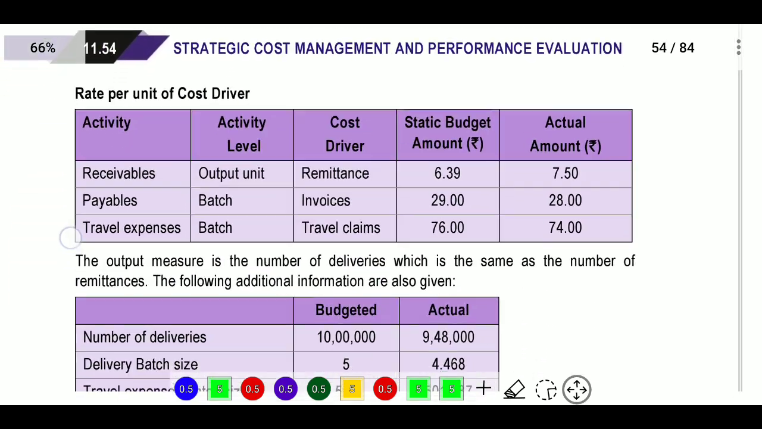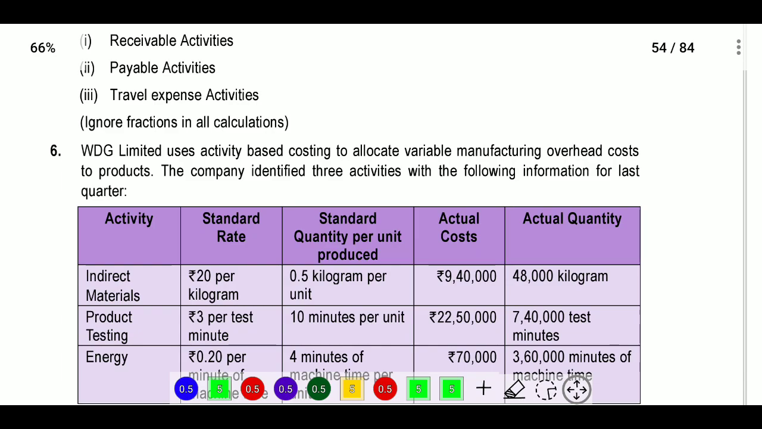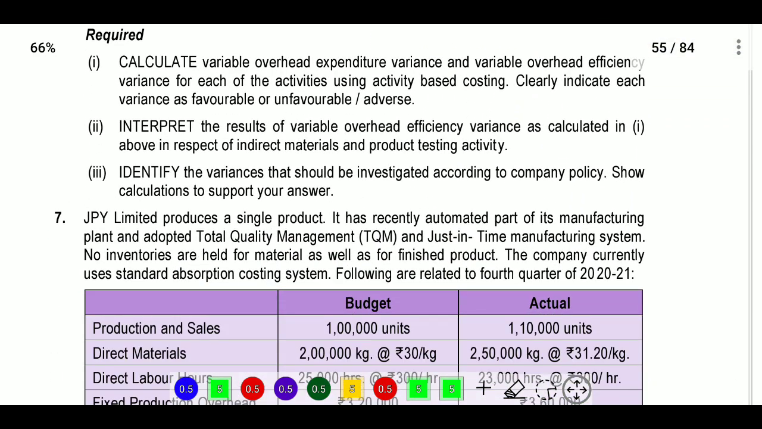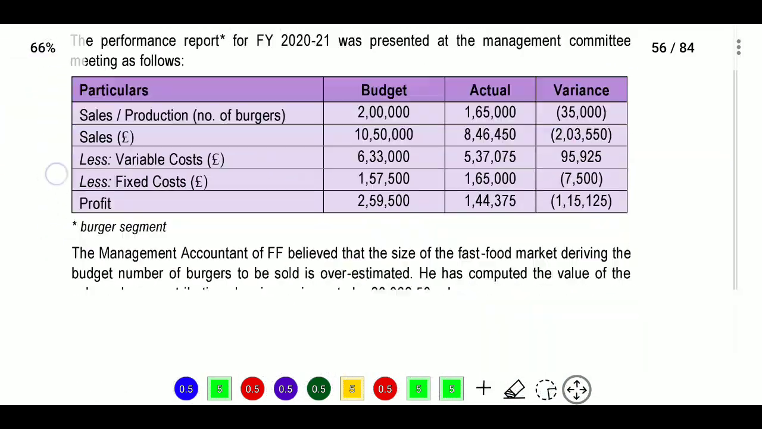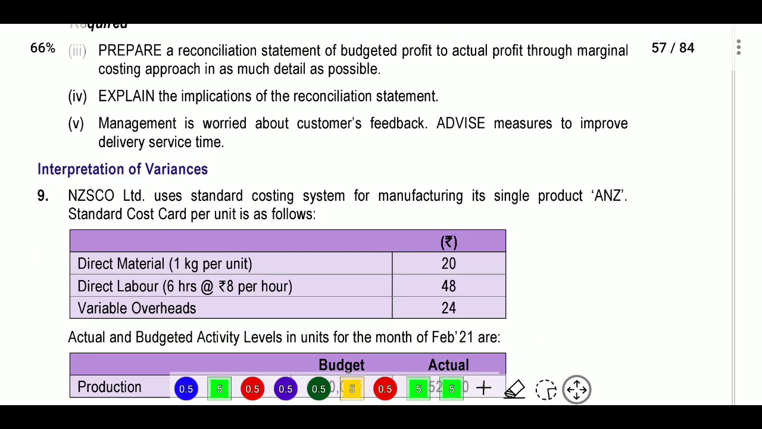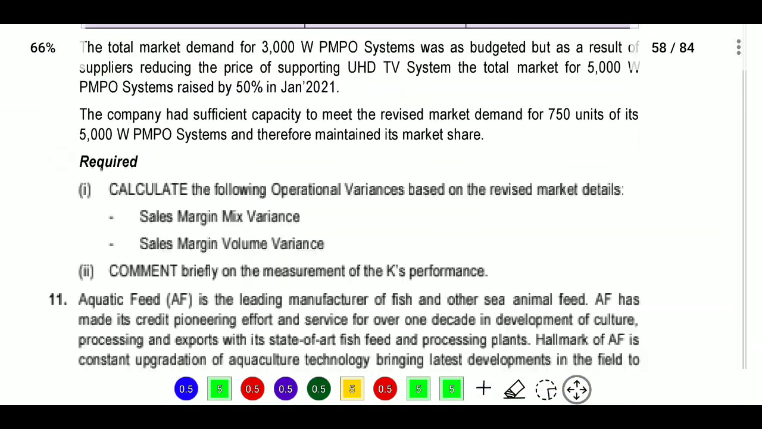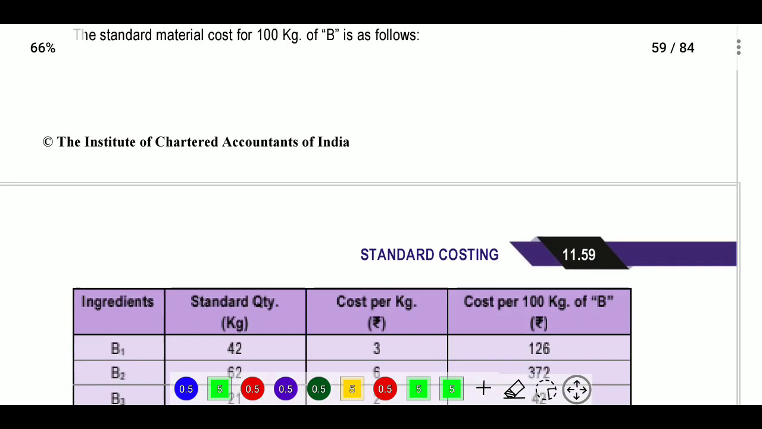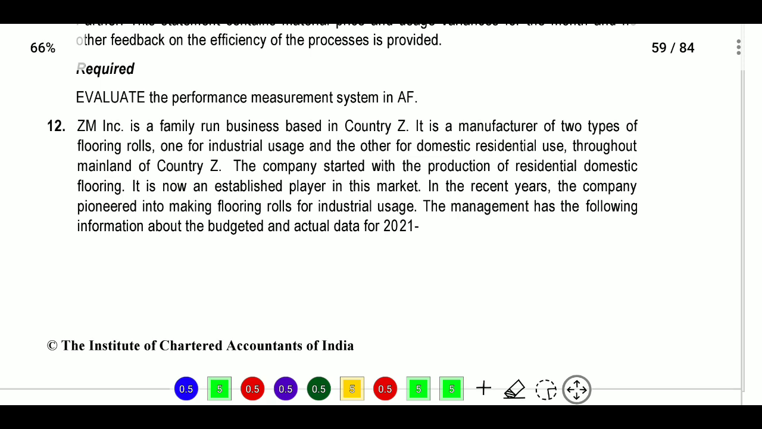Now we will go for the reconciliation problems. It is better. Reconciliation problems. WDG we will see later. That one also I will explain in the next class. This is reconciliation of profit. First one we will discuss tomorrow. Ninth one also we will discuss later. And the 10th one, T-Tech, the 11th one which is there, aquatic feed. Okay, next the 12th one will be ZM.